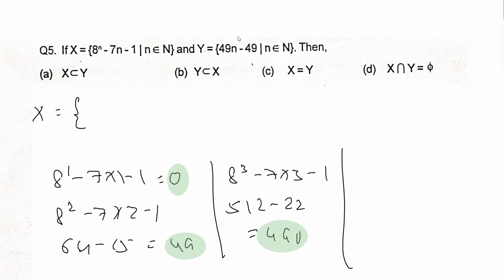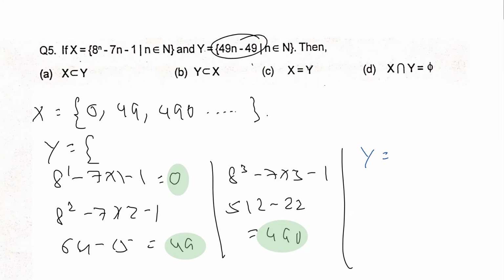Similarly, we are going to find out the set Y. So set Y is what? We can write it here, right? The set X we have got. Let's write it here: 0, 49, 490, and so on. For set Y, replacing n with 1 here, it's 49 minus 49. That comes out to be 0.